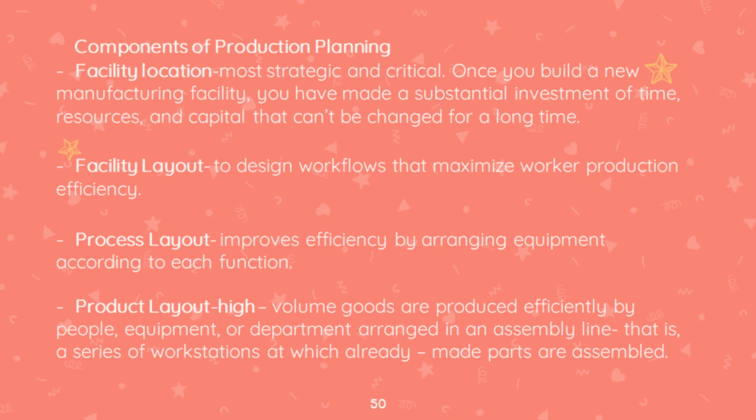Facility layout, to design workflows that maximize worker production efficiency. Process layout improves efficiency by arranging equipment according to each function. Product layout: high volume goods are produced efficiently by people, equipment, or departments arranged in an assembly line, that is, a series of workstations at which already made parts are assembled.